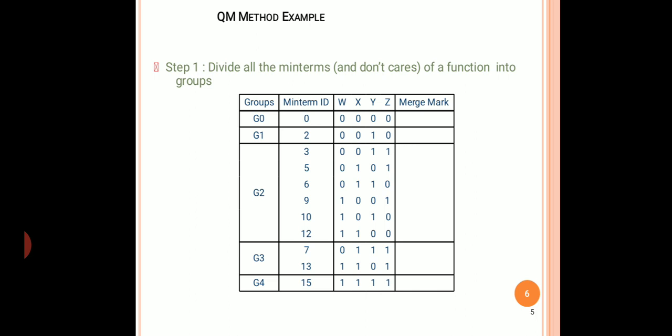The next step is to divide all the min terms and don't cares of the function into groups. What is the meaning of this? Prepare one more table. The first column will be for groups. And remember, the group number always starts from 0, or G0 as shown in the diagram. Then the min term ID, the variables w, x, y, z and the merge mark. About the merge mark, we will require it in the next step.